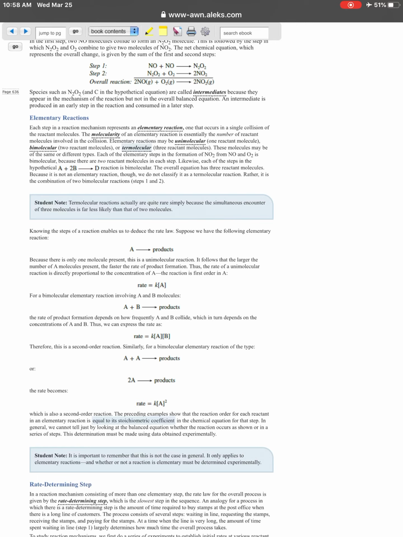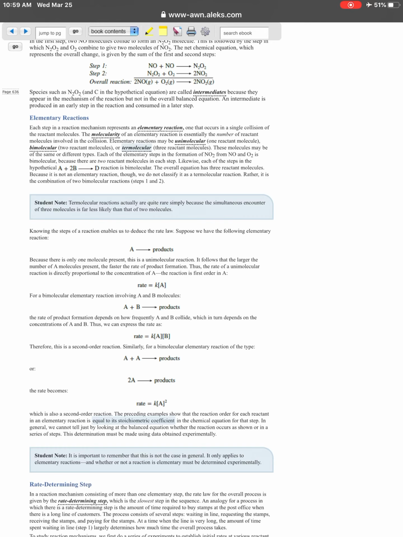Elementary reactions. Each step in a reaction mechanism represents an elementary reaction, one that occurs in a single collision of the reactant molecules. The molecularity of an elementary reaction is essentially the number of reactant molecules involved in the collision. Elementary reactions may be unimolecular, one reactant molecule, bimolecular, two reactant molecules, or termolecular, three reactant molecules. These molecules may be of the same or different types.